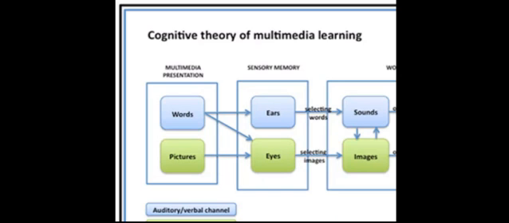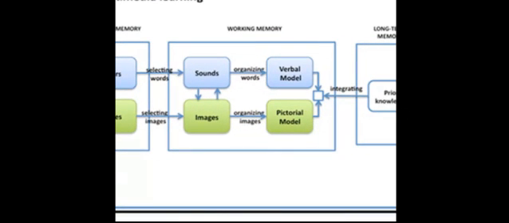Once the sensory memory is established, it is processed to the working memory. If words are used, then the ears use the selected words to sounds. If pictures and/or words are used, then the eyes use the selected images to the images part of the working memory. In the working memory, sounds and images can work together.